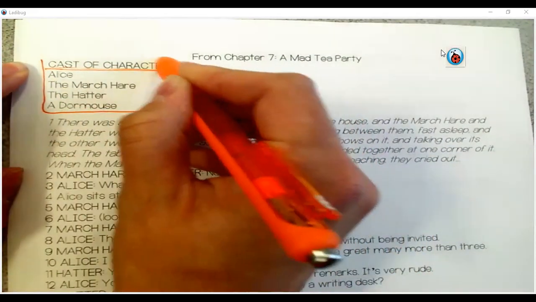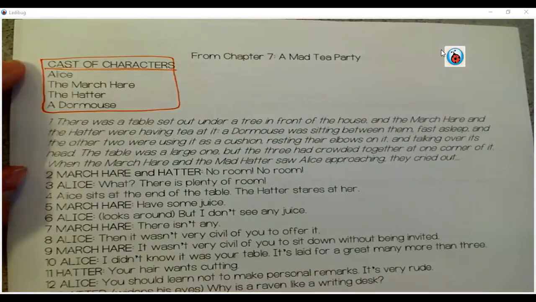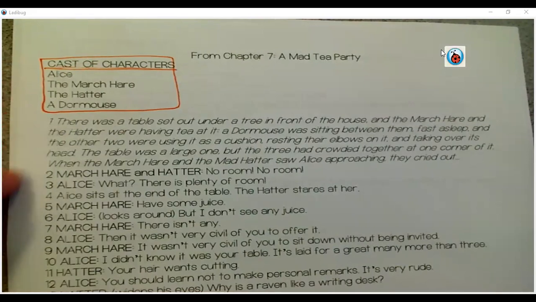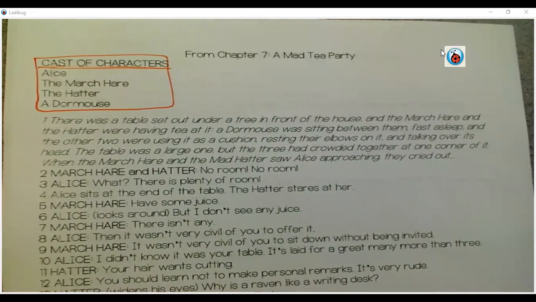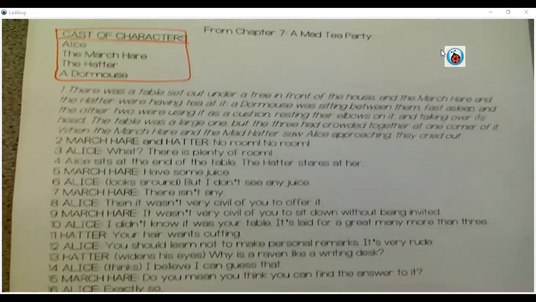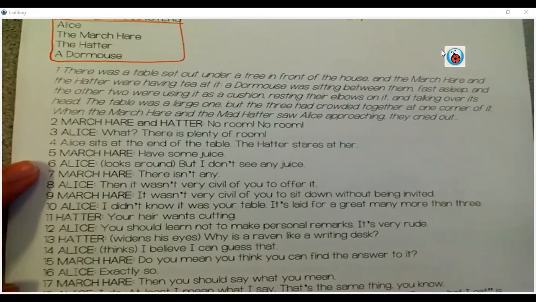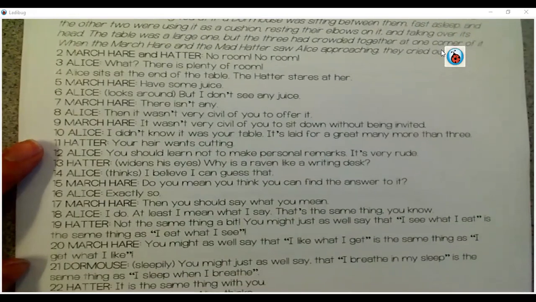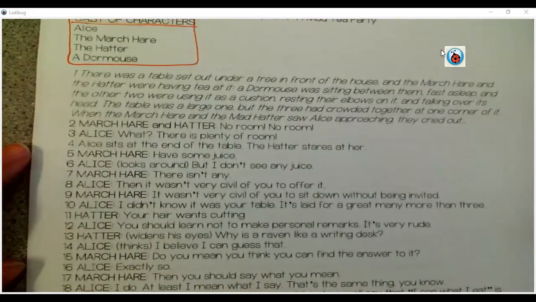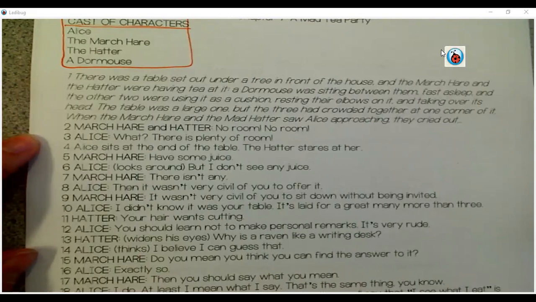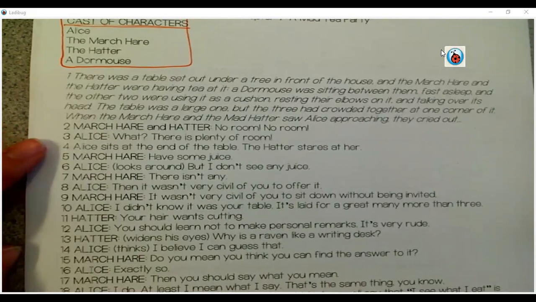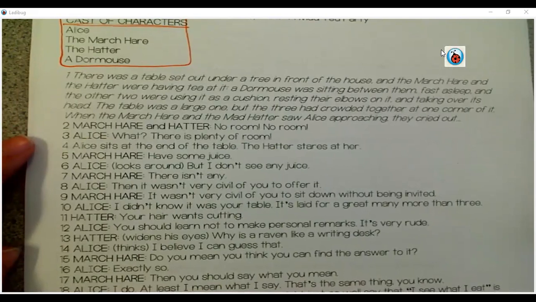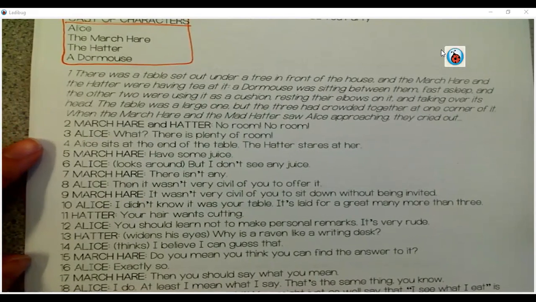So I'm going to draw a box around this. I've got a cast of characters. So I see Alice, the March Hare, the Hatter, and a Dormouse are the characters in this text. I'm also going to go ahead and look over this text. I see another major difference. This text isn't written in prose, which is paragraphs and sentences, and it's also not written as a poem. It's its own kind of text.